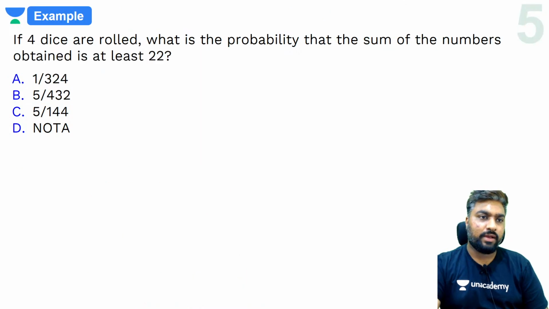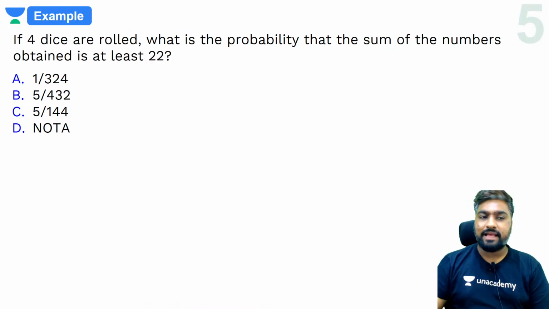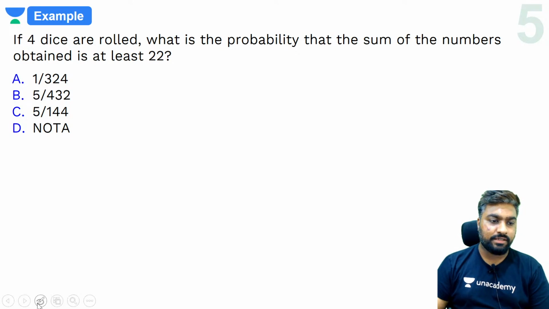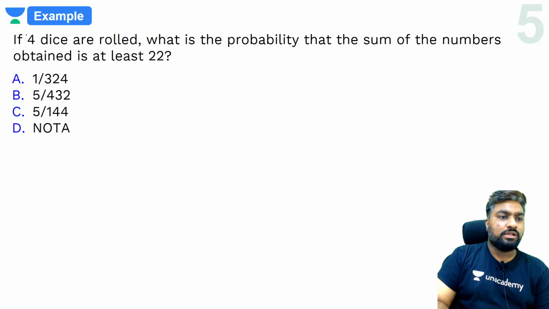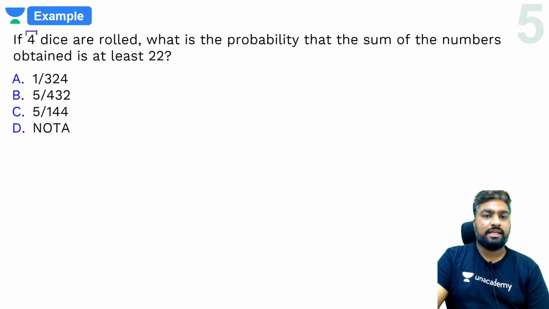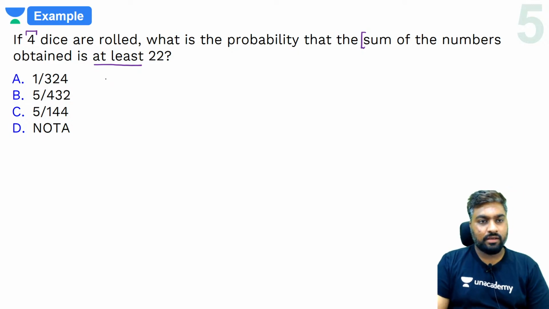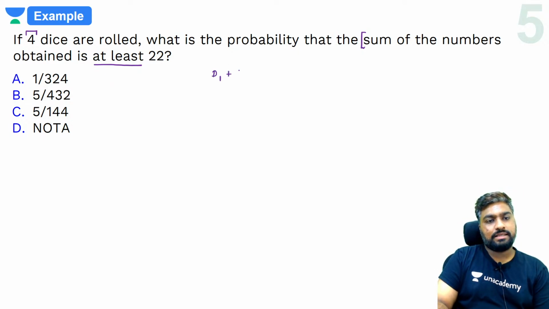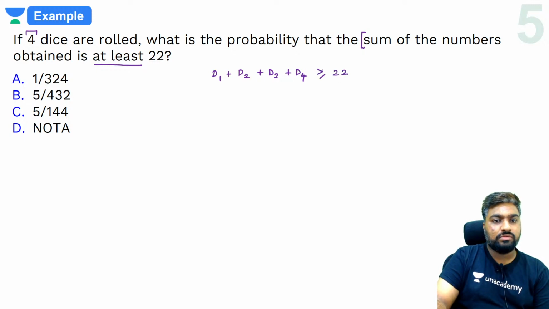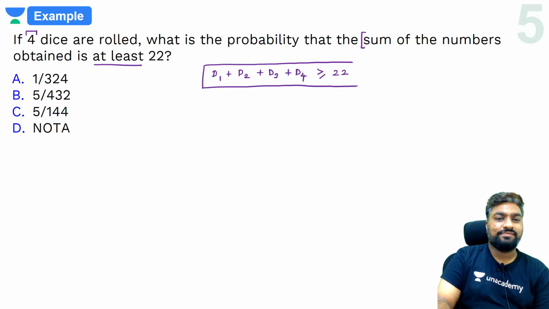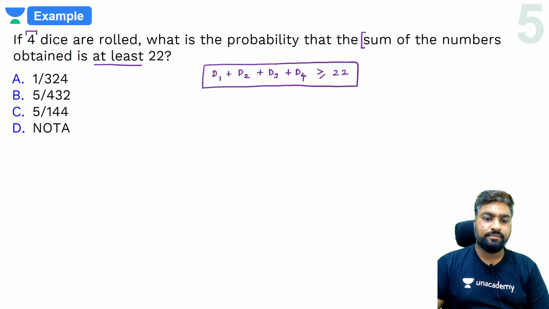Cool everyone? Okay, read the question carefully and then we'll do it. If 4 dice are rolled, number of dice 4, what is the probability that the sum of the numbers obtained is at least 22? So die 1 plus die 2 plus die 3 plus die 4 should be at least 22. That means greater than or equal to. A lot of people forget the equal to in at least. Don't forget this. I've given you a hint, quickly try this.